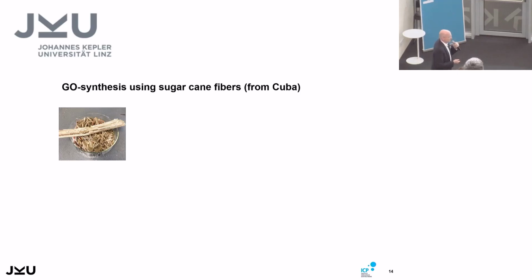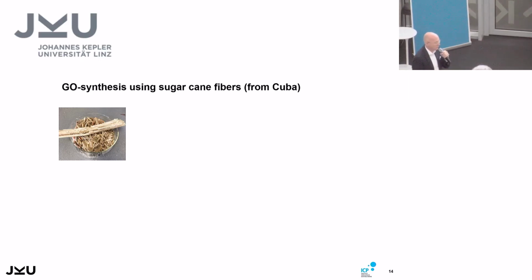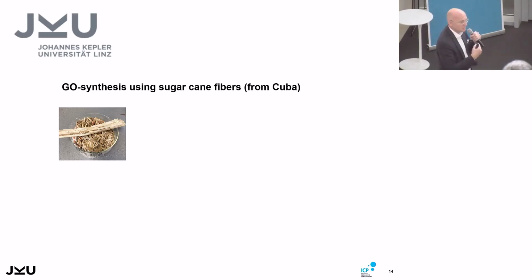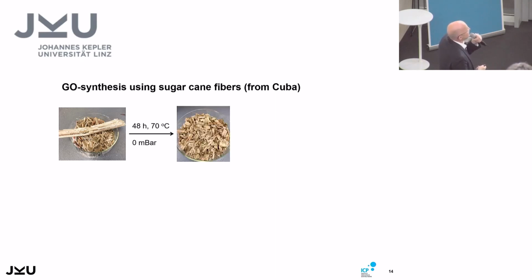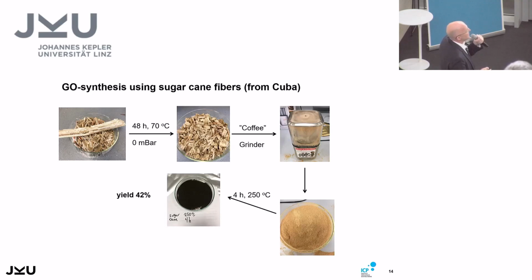GO can be synthesized by using renewable resources. So Mr. Perez, he brought from his home country, Cuba, these sugarcane fibers, bagasse. So these are the residues of actually fabrication of drinks from sugarcane. And he, of course, dried it first of all, and then ground it with a coffee grinder. That led to this powder here.